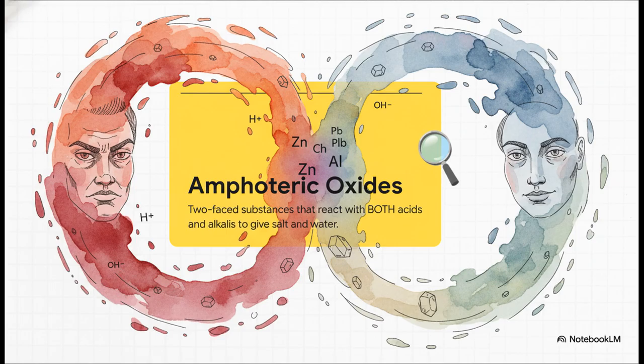Normally, acids react with bases, right? But amphoteric oxides and hydroxides, specifically those of zinc, lead, and aluminum, they play both sides. They can act like a base when they meet an acid, but they can also act like an acid when they meet a strong alkali. And they yield salt and water in both cases.